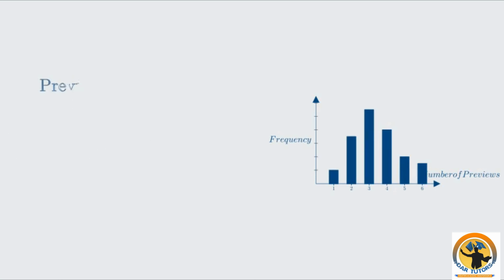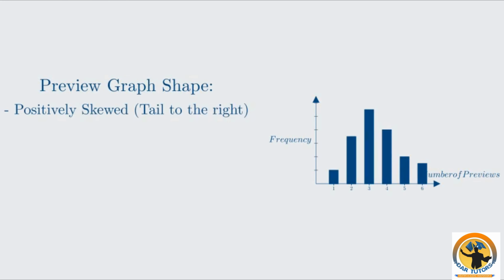In our example, the data is not perfectly symmetric. It has a slight tail stretching to the right, towards the higher values. We would describe this as being positively skewed.